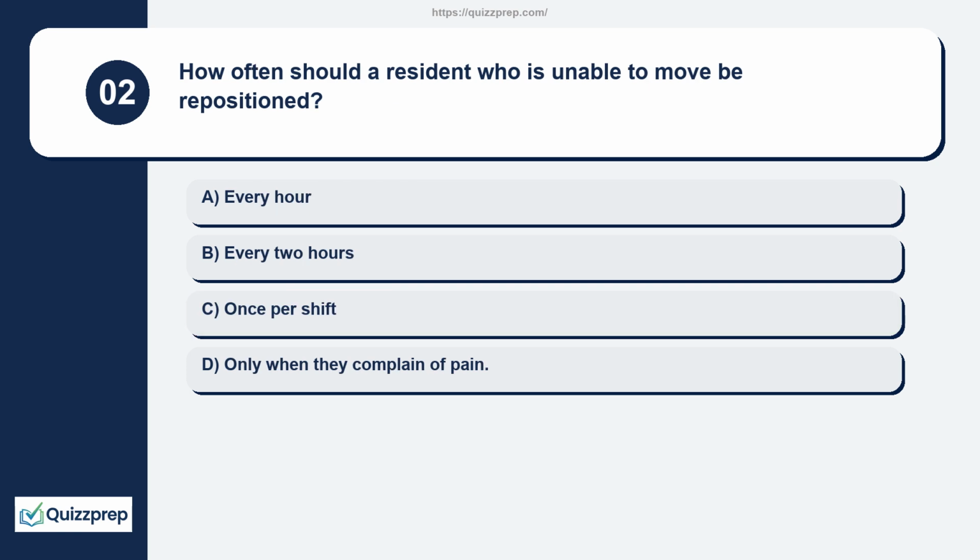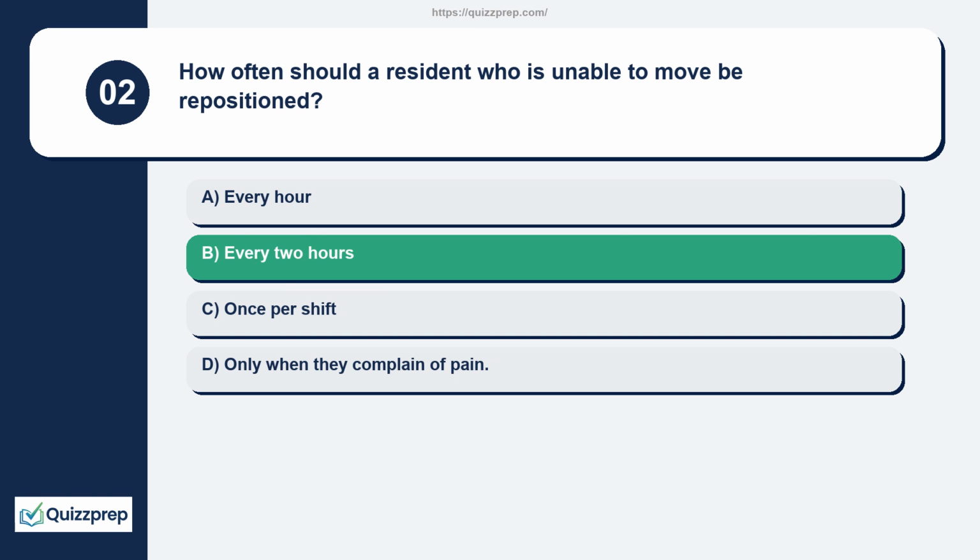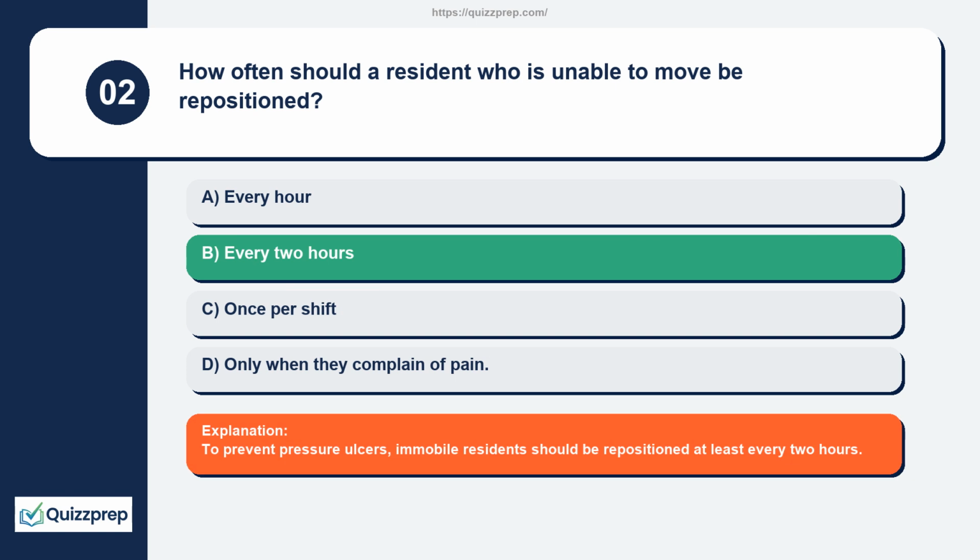Question 2. How often should a resident who is unable to move be repositioned? Every hour, every 2 hours, once per shift, only when they complain of pain. To prevent pressure ulcers, immobile residents should be repositioned at least every 2 hours.